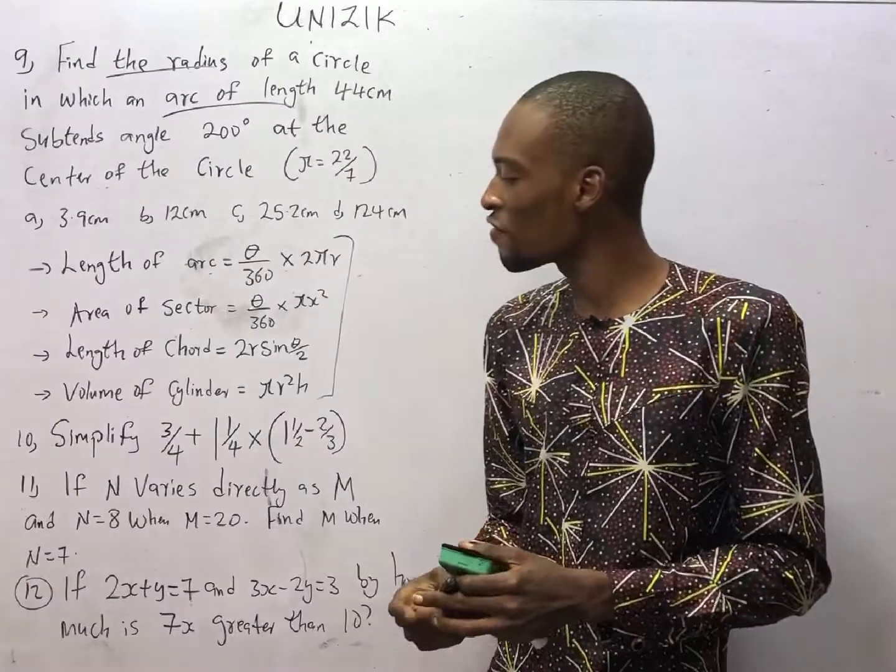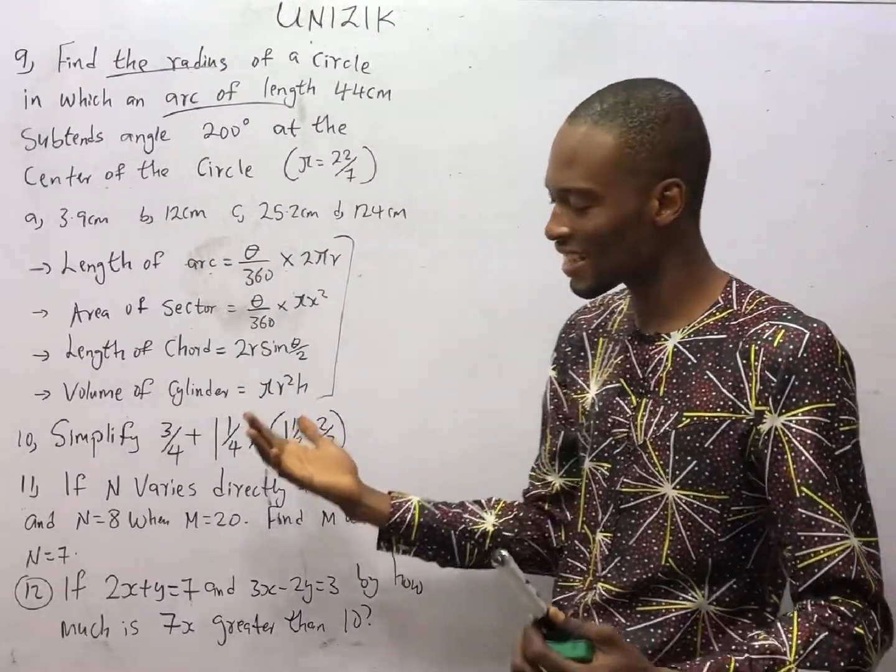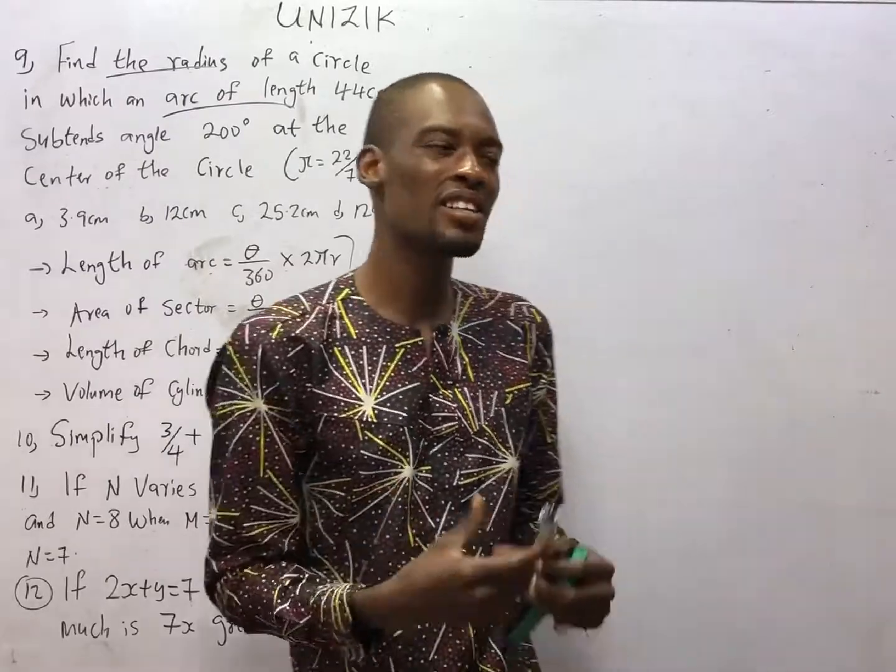The next question is a variation question. It says if n varies directly as m, this is under direct variation.